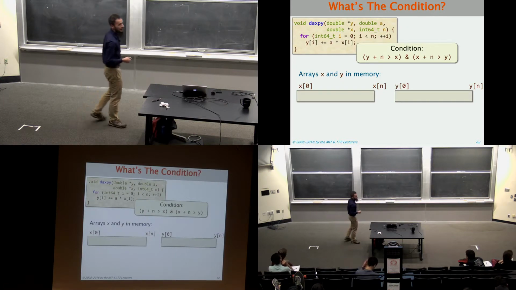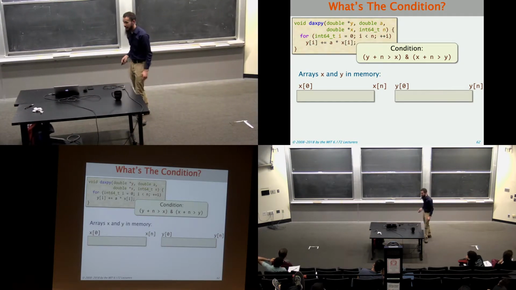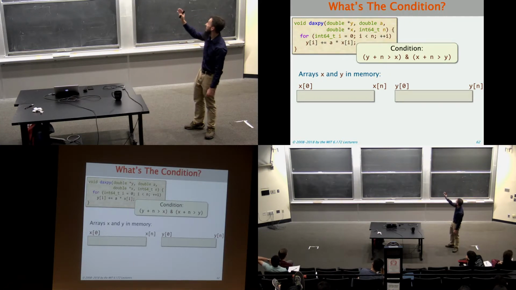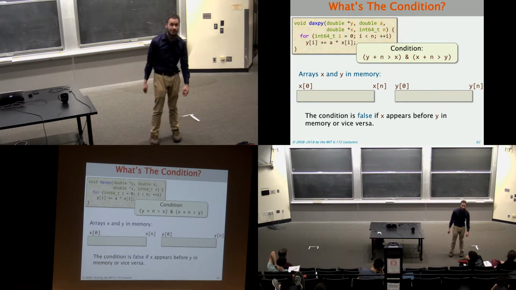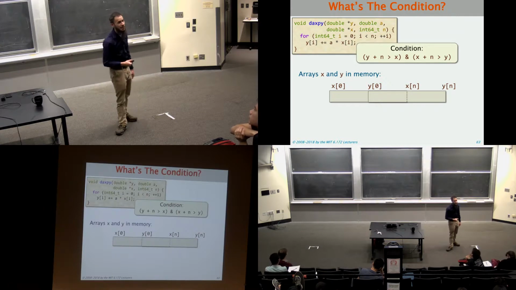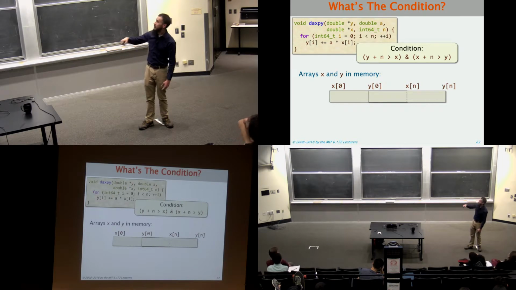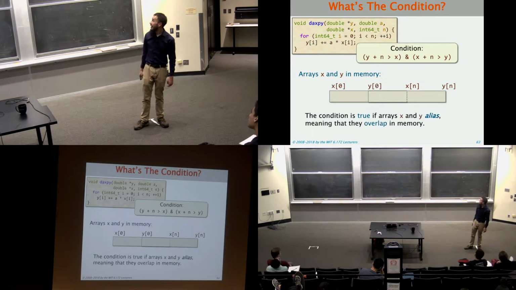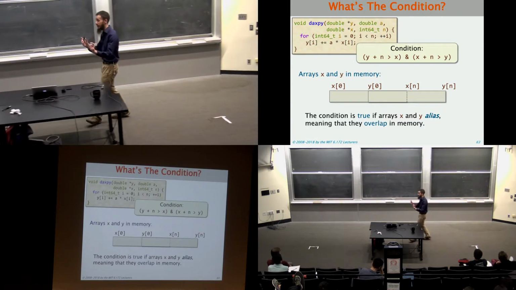So let's look at this condition in a couple of different situations. If we have x living in one place in memory and y living in another place in memory, then no matter how we resolve this condition, if we check is both y plus n greater than x and x plus n greater than y, the result will be false. But if we have this situation where x and y overlap in memory for some portion of memory, then it turns out that regardless of whether x or y is first, x plus n will be greater than y, and y plus n will be greater than x, and the condition will return true. In other words, the condition returns true if and only if these portions of memory, pointed to by x and y, alias.